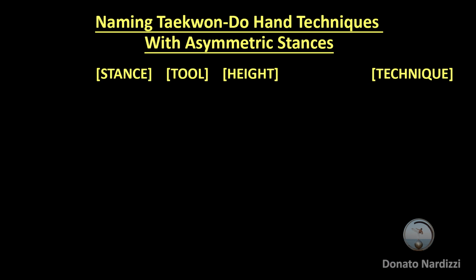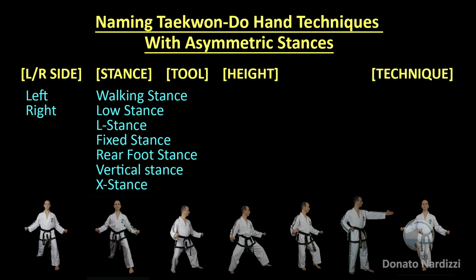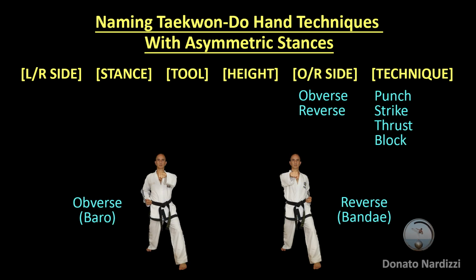With asymmetric stances, we do need to specify whether it's a left or right stance. And instead of specifying whether the tool is using the left or right side, we use the term obverse, paro, or reverse, bandai, for the technique. And you place the word obverse or reverse just after the height and before the name of the technique.